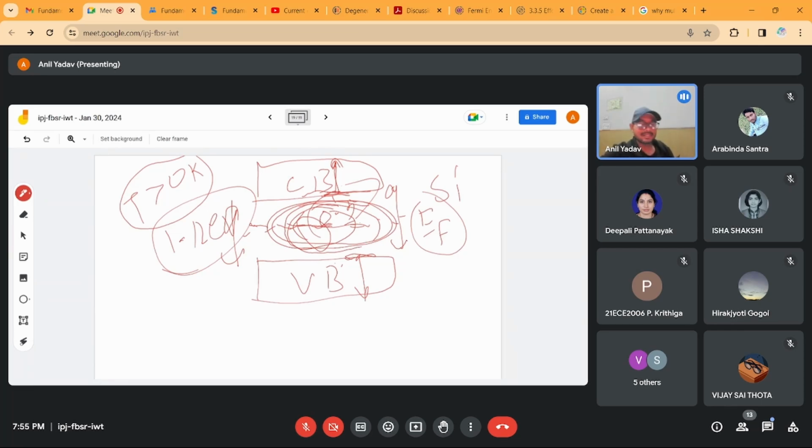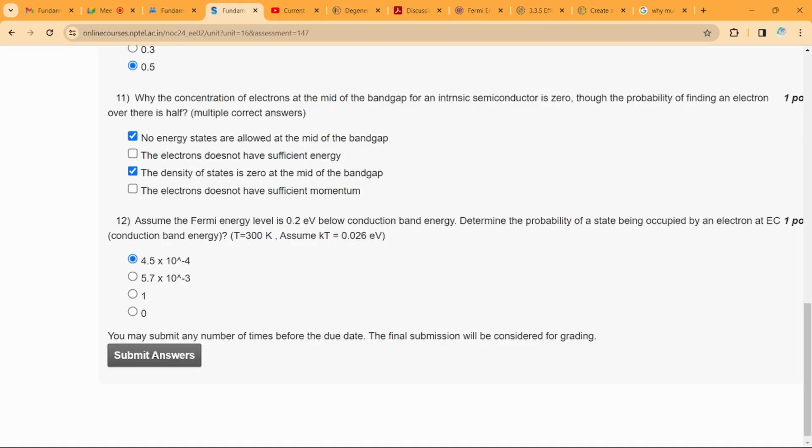Next time I will make slides actually, because I couldn't do that today, as I had my presentation, and I just saw this assignment also. So next time I will make presentations perfectly. I will introduce some more concepts along with the questions, and the density of states is 0 at this, that is the correct thing.